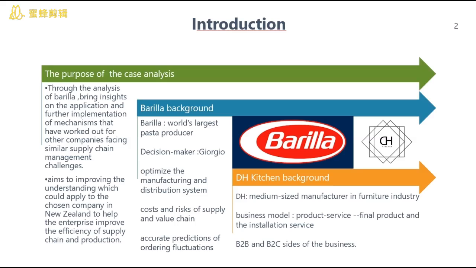So for the DHK, it is a local company with a middle-sized manufacturing factory of furniture such as wardrobes, kitchen cabinets, and some hardware. It works under a business model of product service. They provide both the final product and the installation service in both B2B and B2C.